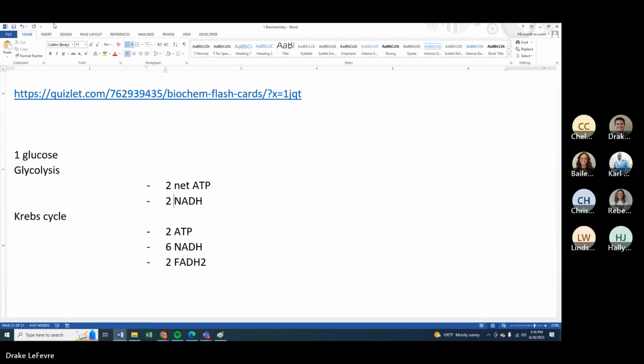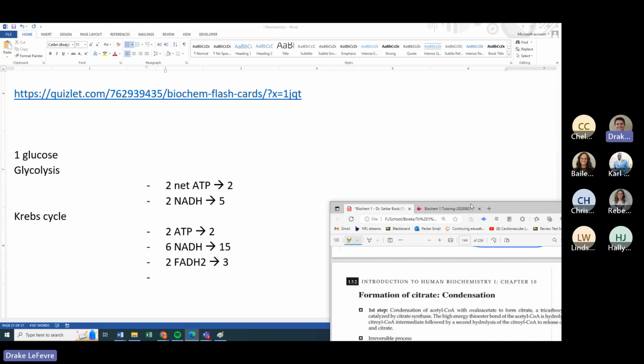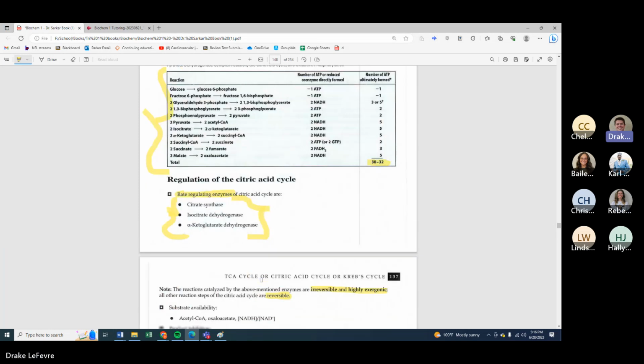So 2 NADH times 2.5 gives us 5. There's 2 here, 2 there. 6 times 2.5: 6 times 2 is 12, 12 plus 3 is 15. And then another 3 here. So 5, that's 20, 22, 23, 24, 25, 26, 27 is what has us up. I might be missing one, because I know they range at 30 to 32.